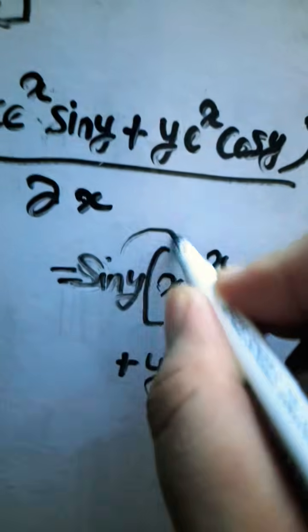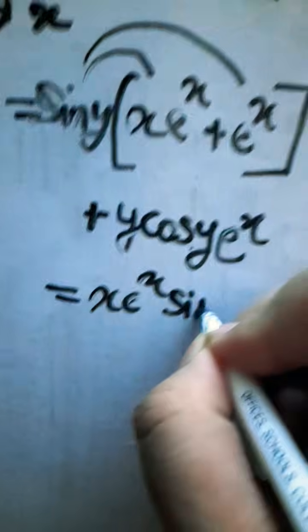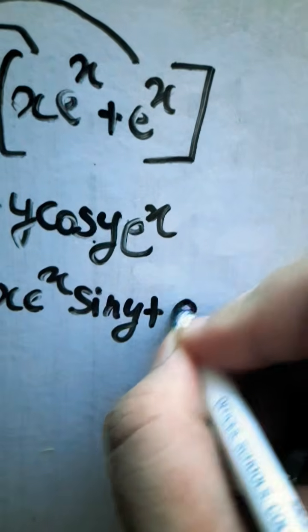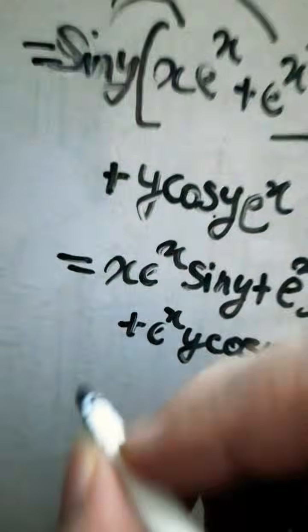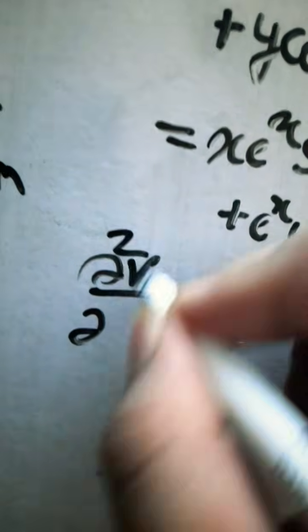So sin y is out of the brackets, so multiply it to both of them. It will be x e^x sin y plus e^x sin y plus e^x y cos y. And here we are with ∂v/∂x, but we have to take ∂²v/∂x². Now we have done one derivative. This is ∂v/∂x. Then we have to take the double derivative, the derivative of this again. So ∂²v/∂x² is the derivative of this.